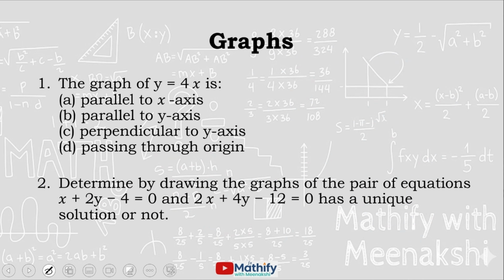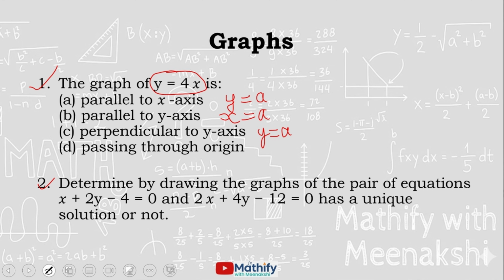Now let's start the graph based questions. Under this topic, I have written two questions for you. First, the graph y equal to 4x is parallel to x axis, parallel to y axis, perpendicular to y axis, or passing through origin. So I think you know the general equation when a line is parallel to x axis, that is y equal to any real number. And when a line is parallel to y axis, that is x equal to any real number. When a line is perpendicular to y axis, that's the same thing, the line is parallel to x axis, that is again y equal to any real number.